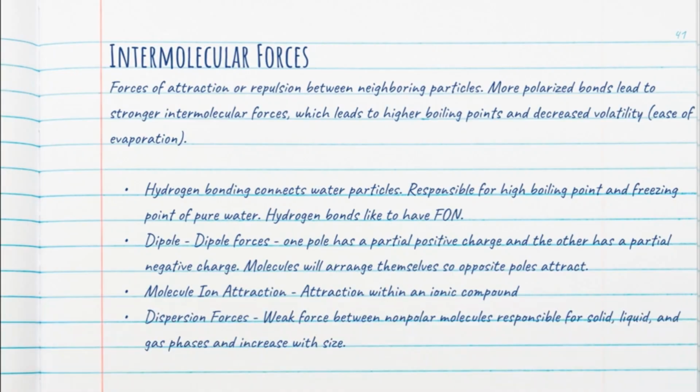Hydrogen bonding connects water particles. This type of bonding is responsible for water's high boiling point and freezing point. Hydrogen bonds like to have FON, which means it'll happen between fluorine, oxygen, and nitrogen atoms.